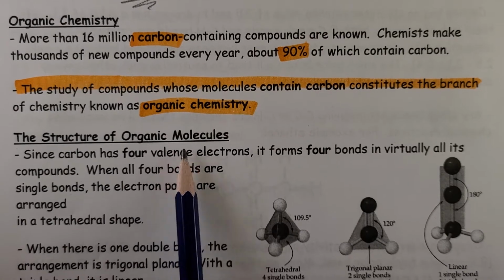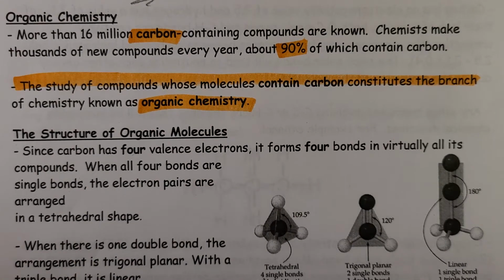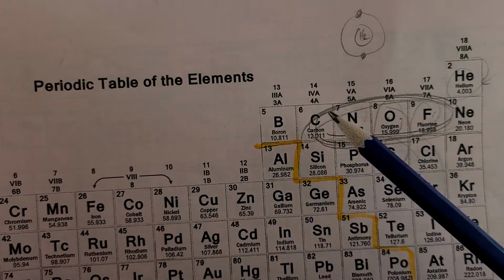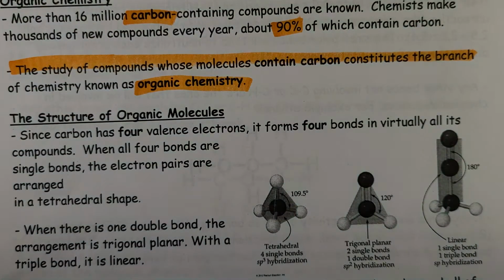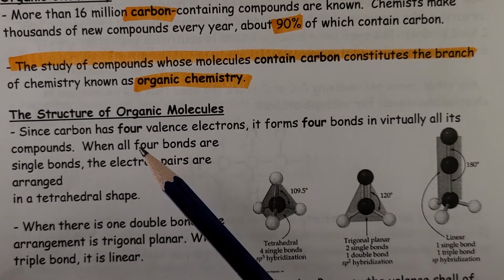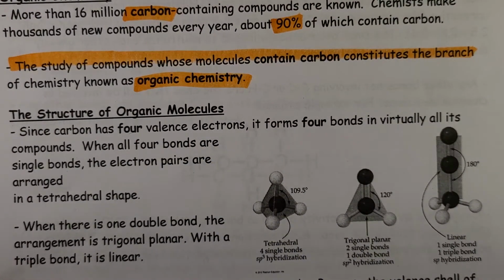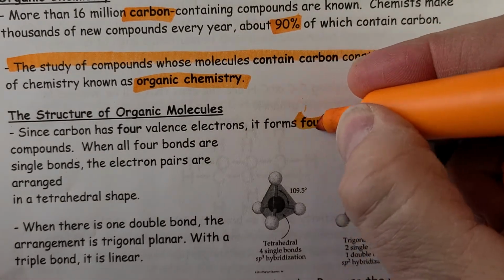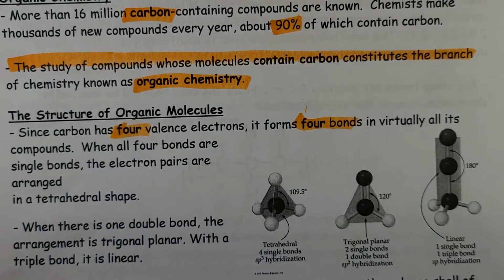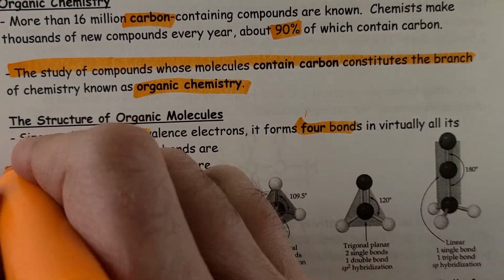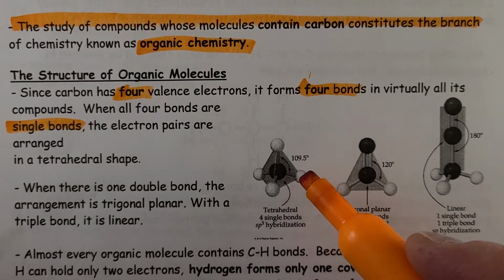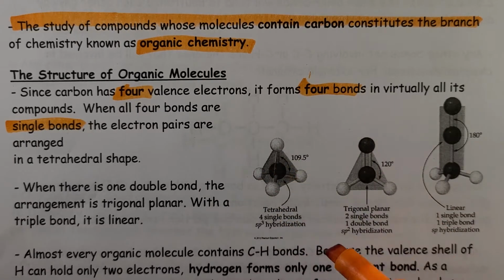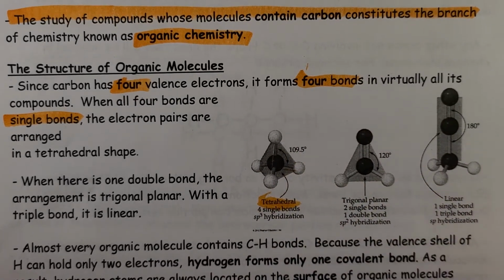The structure of organic molecules: carbon has 4 valence electrons, as we can see on the periodic table, group 4. It's going to want to share those 4 to get 4 more in a covalent bond. Therefore it could potentially form 4 bonds in virtually all of its compounds. When all 4 bonds are single bonds, it makes a tetrahedral shape.